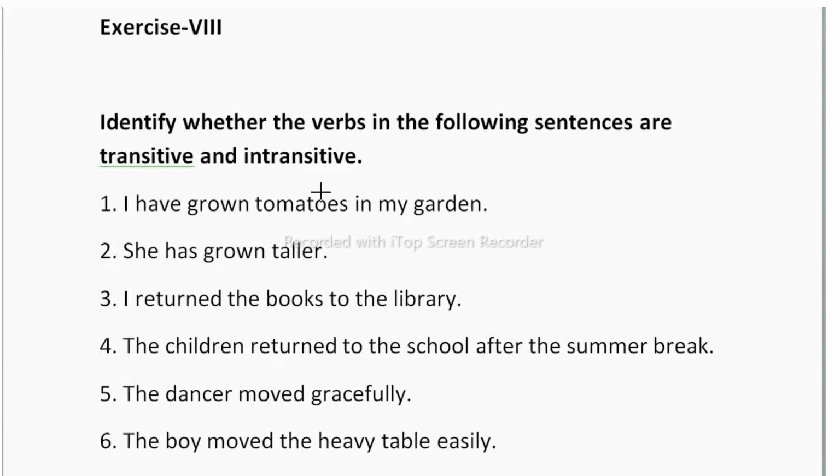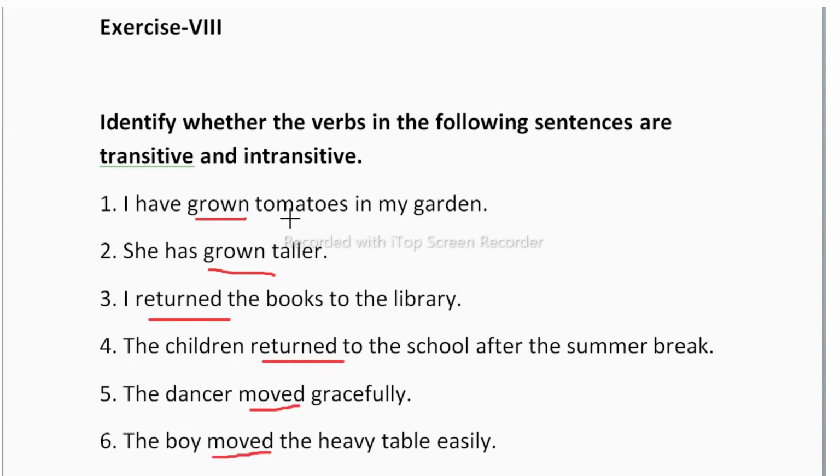So now in this next exercise, which is 8, here also you have to identify whether the verbs in the following sentences are transitive or intransitive. So let me underline the verbs here again as we have done in the previous exercise. Grown, grown, return, return, moved and moved. So read the first one.